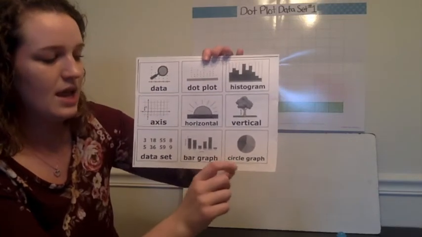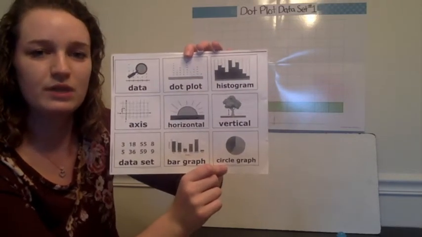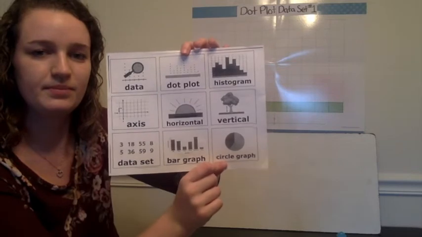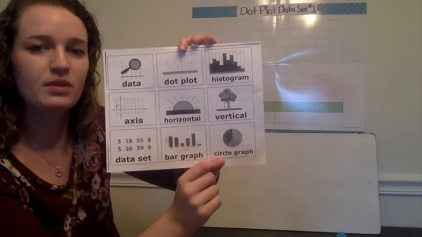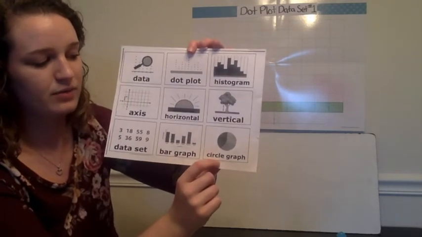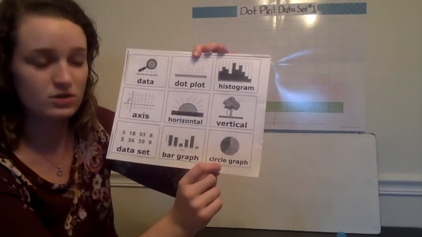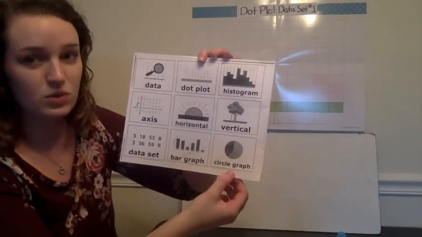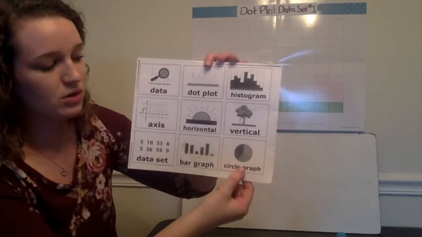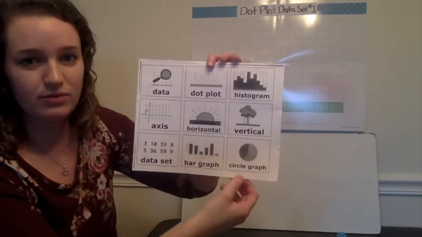Okay. And what is our last word? Go ahead and read it. We have a circle graph. We did this in the first lesson at school. We talked about circle graphs and we made a circle graph.